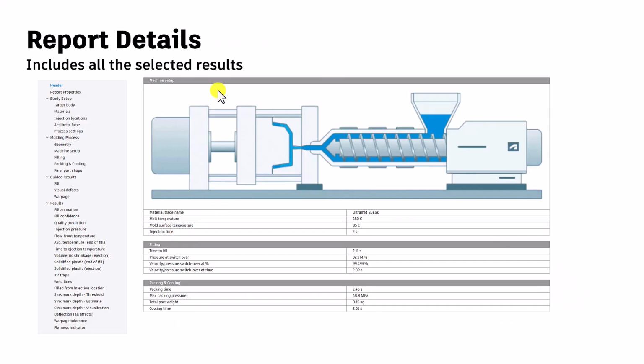The report comprises very detailed information by default that includes your study setup, the molding process parameters, the guided results, and the detailed results, as you can see on the left hand side of your screen. And this is one of the examples that I have shown on the right hand side, where it shows your material details, your process parameters, and so on.